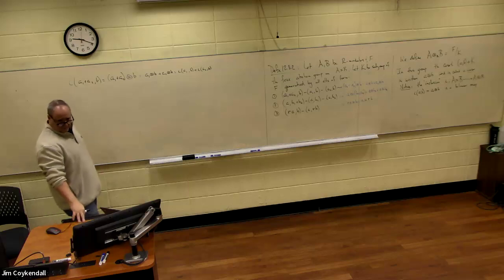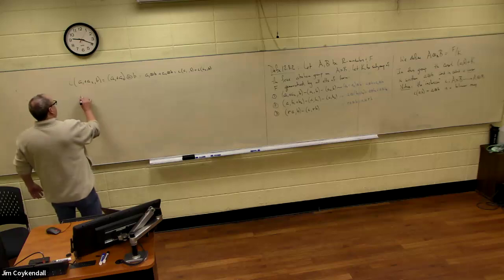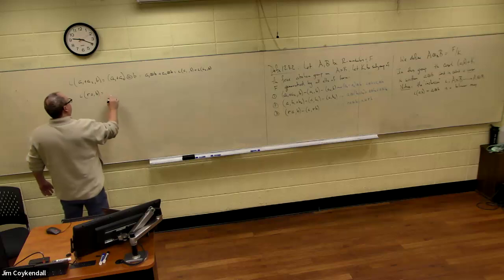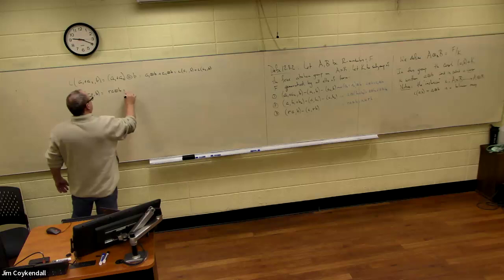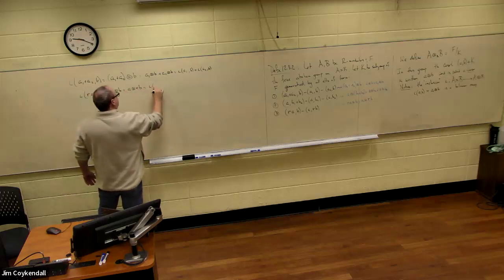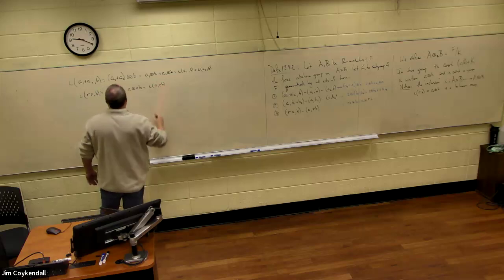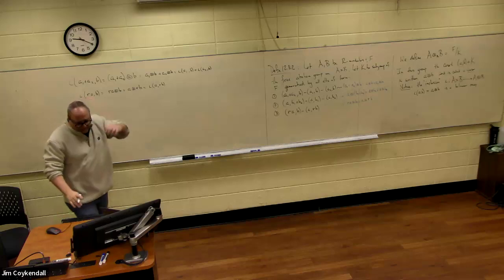Everybody here with me? And for example, iota of RA B is RA tensor B, which is A tensor RB, which is iota A RB. So you can move things across the tensor.